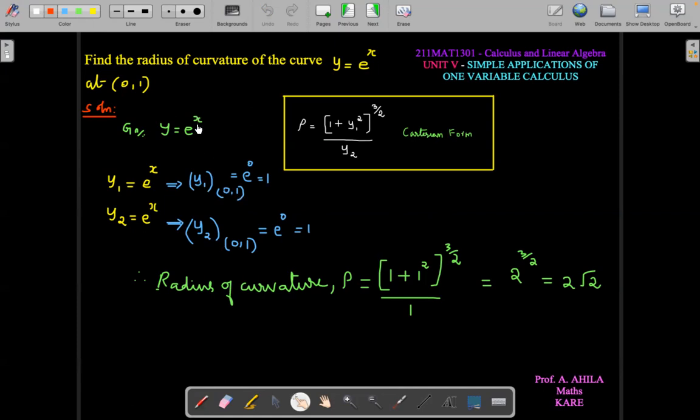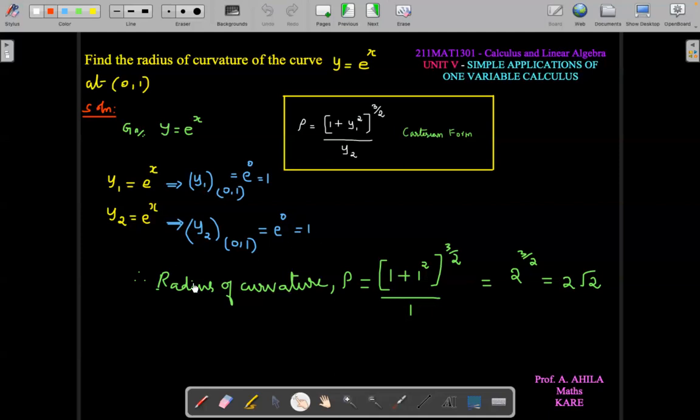So we get the value of y1 at (0, 1). That means we need to substitute x equal to 0 and y equal to 1. Here there is no y, therefore x equal to 0, that is e power 0, which is 1. Similarly, again differentiate y1 with respect to x. So y2 equal to e power x again. So y2 at (0, 1) is e power 0 and we get 1.